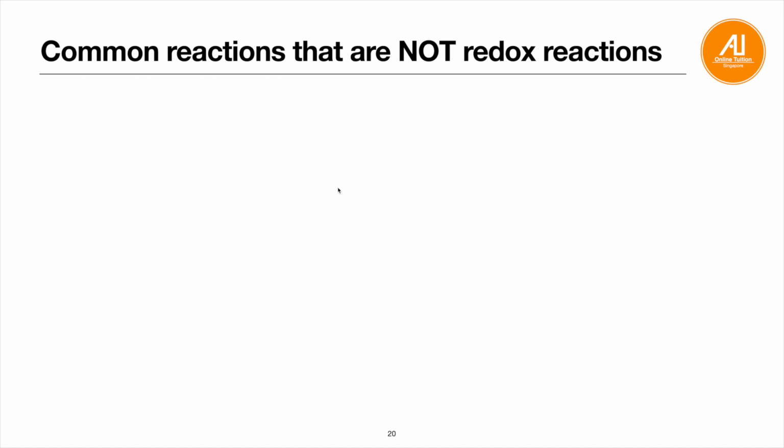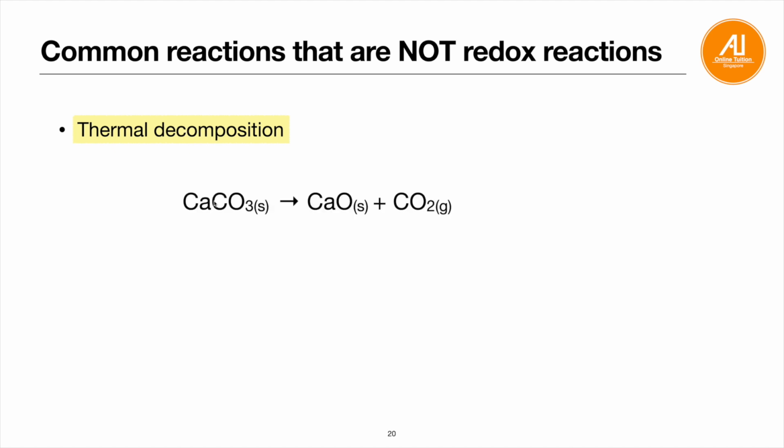Next, this one will be important for answering MCQ. Some common reactions that are not redox reactions, which students are supposed to memorize. The first one is thermal decomposition. For example, calcium carbonate gives you calcium oxide plus CO2. If you are aware, this is actually the fourth equation in the blast furnace, extraction of iron. So, thermal decomposition.